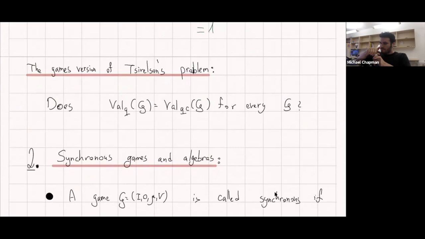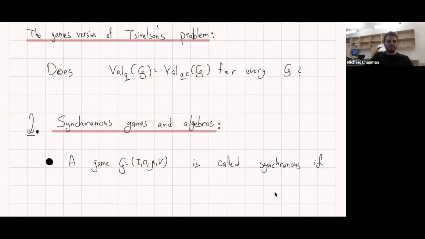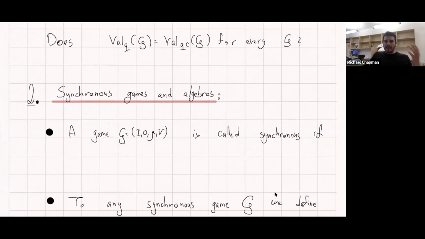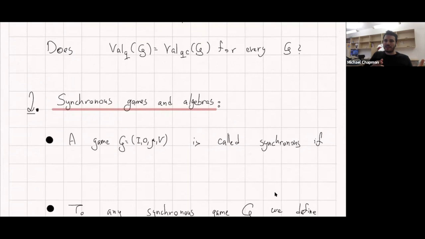And this is the famous Tsirelson's problem, which is equivalent to Connes embedding. Okay, so this is also equivalent to the Connes embedding problem. Now my goal is to relate the Connes embedding conjecture to these games. I'm going to construct some algebraic structure using games. So to that end, I need to narrow my scope: instead of talking about all games, talking only about synchronous games. So this is a subset of all games.